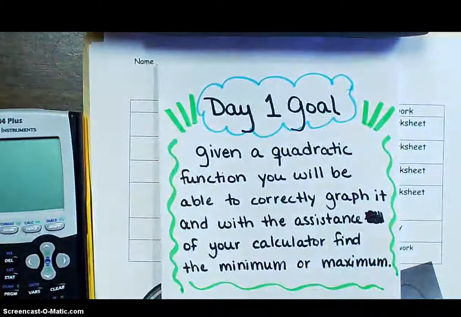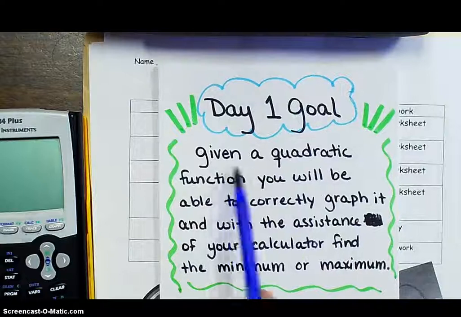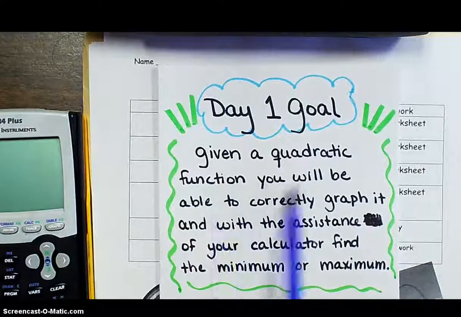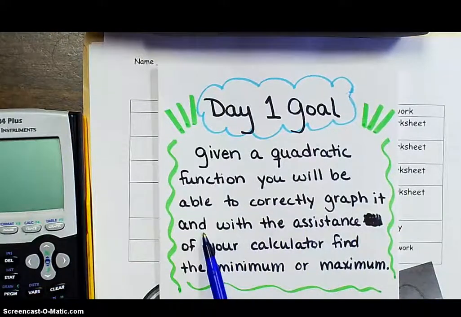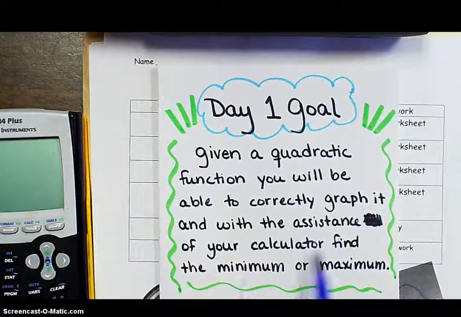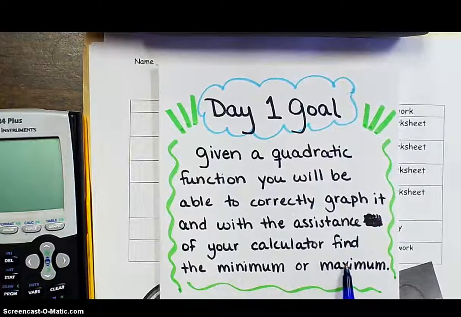Welcome back to our first day of Unit 3. So today, our day 1 goal: given a quadratic function, you will be able to correctly graph it and, with the assistance of your calculator, find the minimum or maximum.